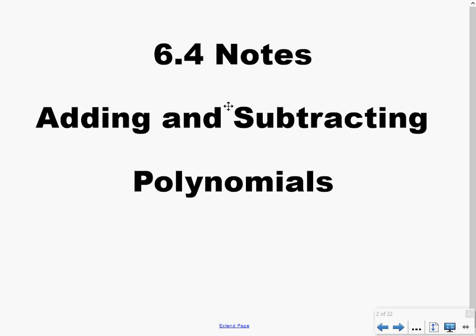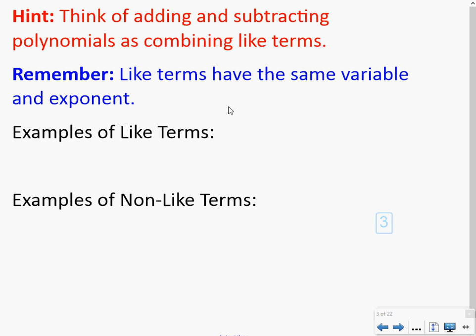Everybody, this video is going to talk about adding and subtracting polynomials. This is part of chapter 6. There are a couple of things you need to know before we start actually adding and subtracting polynomials. When we do this, we're going to think about it as combining like terms.